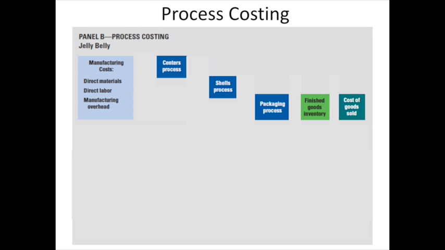In this scenario, let's say we are creating Jelly Belly jelly beans. So the first process a jelly bean has to go through is the center. We have to create the center of the product first. So in the centers process, we're going to need a certain amount of direct materials, a certain amount of direct labor, and a certain amount of manufacturing overhead.